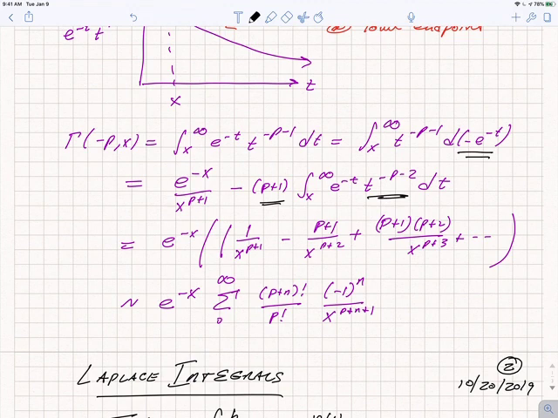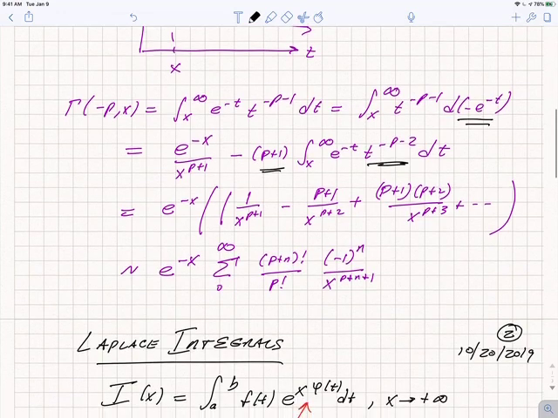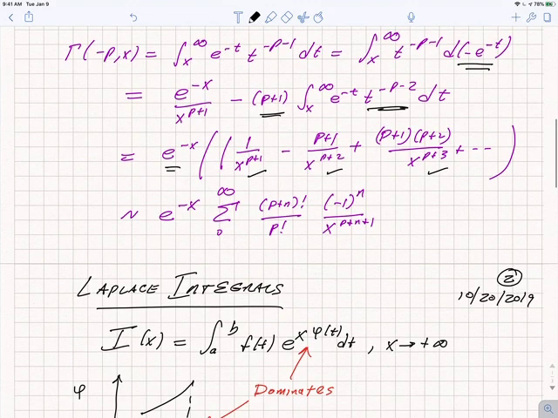And we could play this trick over and over again, and we see that the terms that we get are e to the minus x, 1 over x to the p plus 1, minus p plus 1 over x to the p plus 2, p plus 1 times p plus 2 over x to the p plus 3. That is, we find that the incomplete gamma function is e to the minus x times an inverse power series as x goes to positive infinity of (p plus n)! over p! times minus 1 to the n over x to the p plus n plus 1.